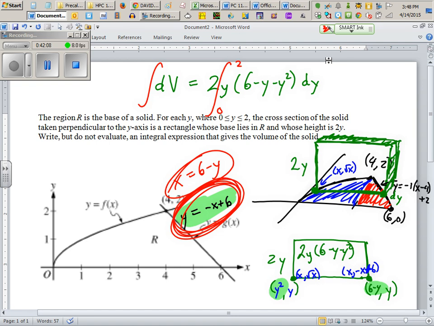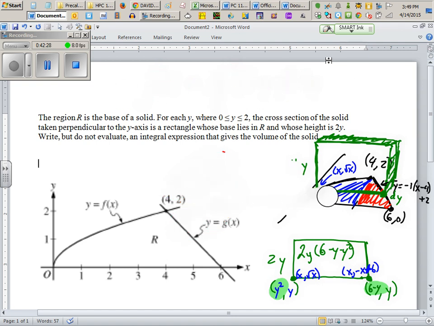Okay, do they ask us to solve it, or do they just ask us to integrate it? Or just write it? Looks like it says write, but do not evaluate. So fortunately, we can stop that. It's a tough one, isn't it? They say the Form Bs are harder than the Form As, but I don't know. That's what I've heard.